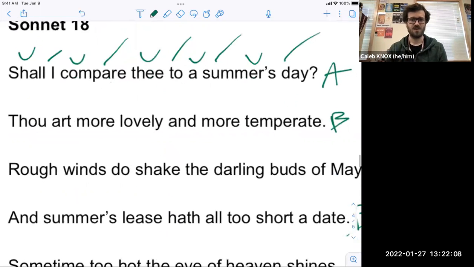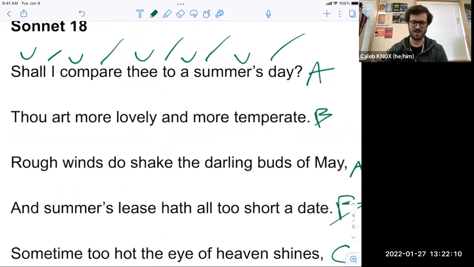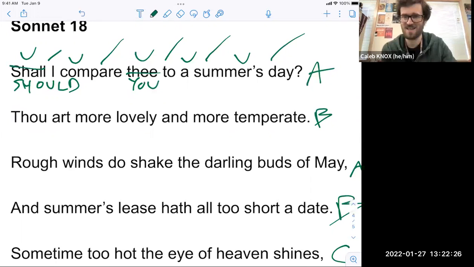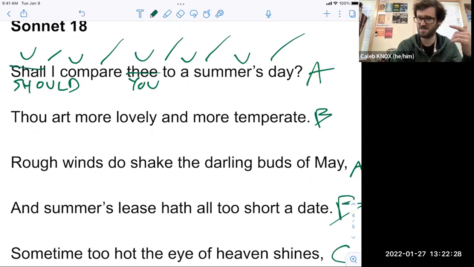Starting at the top. Shall I compare thee to a summer's day? Well, thee means you, and shall basically means should. I'm sure you know the word shall, but let's put it there. Should I compare you to a summer's day? Okay, so we're setting up this comparison, this central metaphor that's going to go through the entire poem.